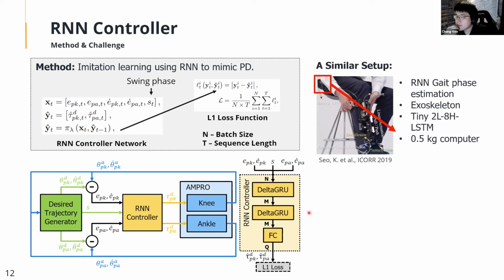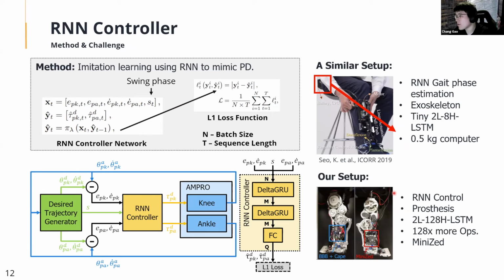And compared to previous setups, we didn't find one very similar to our project. This is the only one we found. They used an RNN to do gait phase estimation on an exoskeleton, using a tiny 2-layer, 8-neuron LSTM network. To do that, they need 0.5 kilograms of computer attached to the body of the human.